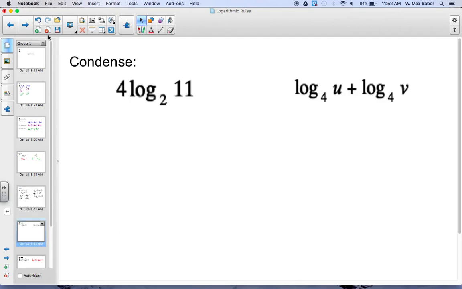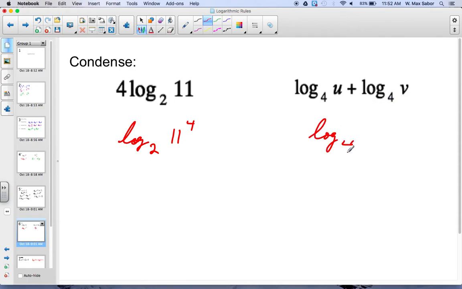What about condensing? Well, this is going the opposite direction. When we have a coefficient, that's the same thing as a power inside. So this is log base 2 of 11 to the 4th. And we could do that out, but it's not a great use of our time. Log base 4 of u plus log base 4 of v, by the product rule, that is the same thing as log base 4 of uv.